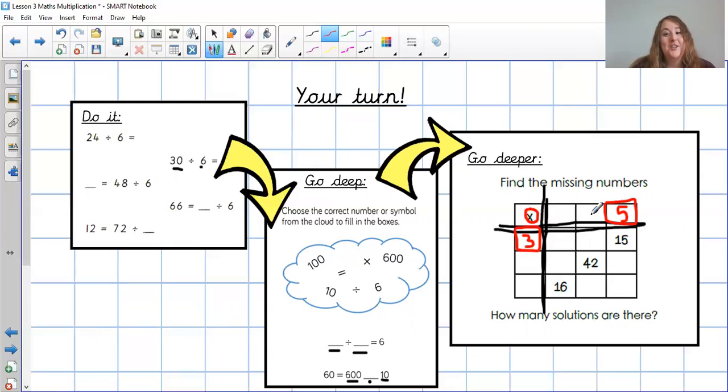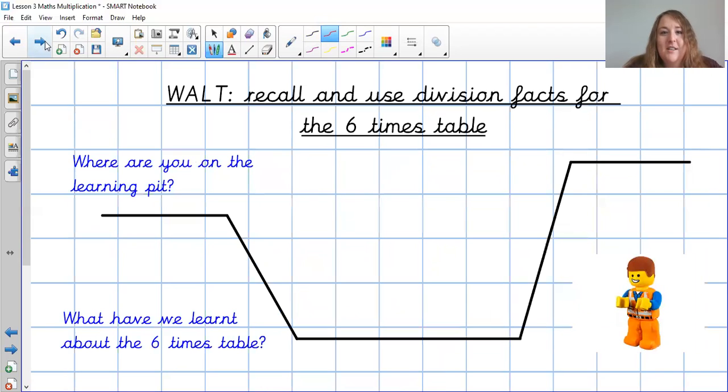A huge well done to you for having a go at that activity. I know I'm looking forward to seeing some of your photos and your evidence today. Just going to take you to our learning pit today then. How did you find that lesson? Where are you on the learning pit now? Are you more confident with your 6 times table and your division facts? Maybe that you would have started off down here, not overly confident, and now maybe you're working your way up and you have improved. It's all about keeping going and trying.